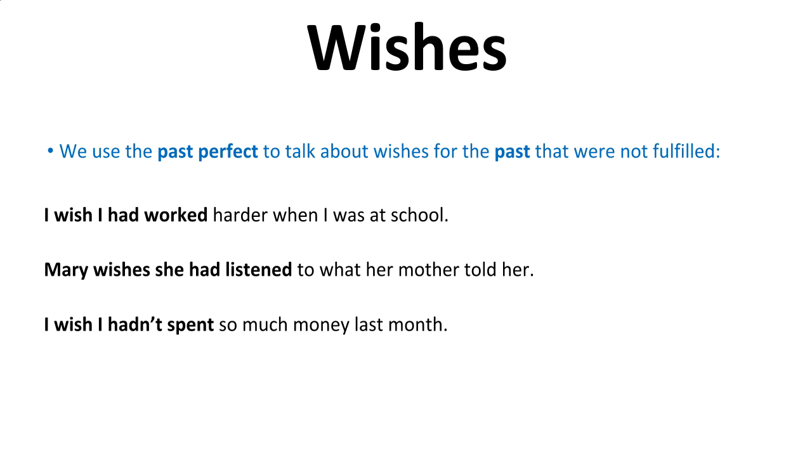Number three, we use the past perfect to talk about wishes for the past that were not fulfilled. So you wanted something in the past, but it didn't happen. It didn't take place. But now you wish that things were different. Let's take a look. I wish I had worked harder when I was at school.